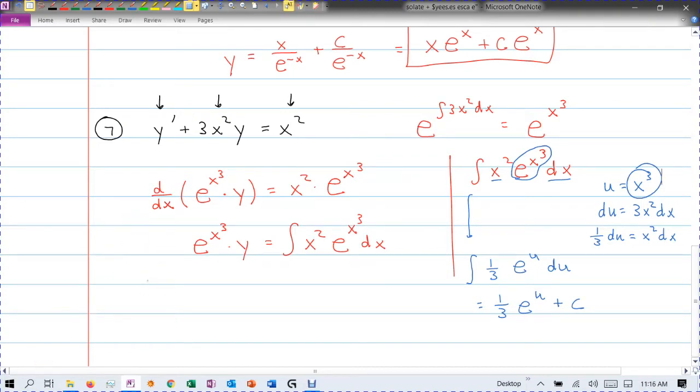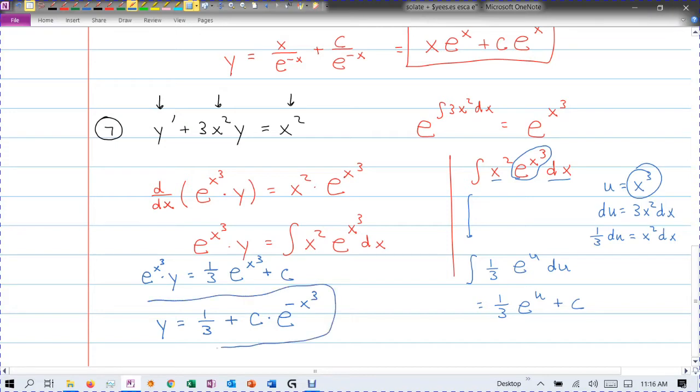We have e^(x³) times y is equal to 1/3 e^(x³) plus c, and then I'll divide everything by e^(x³), which will leave me a 1/3 on the first term, and on the second one I'm dividing c by e^(x³), which will become c times e^(-x³). I'm just bringing that up. We've kind of done this a couple of times now. All right, so that's it for number 7.